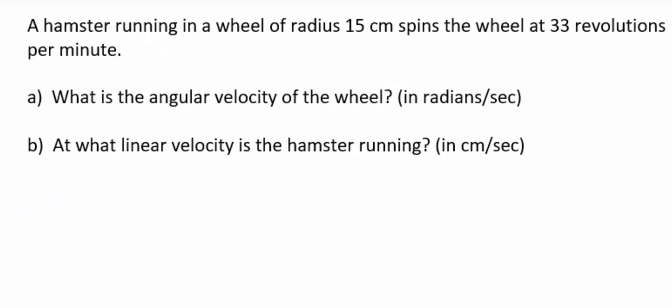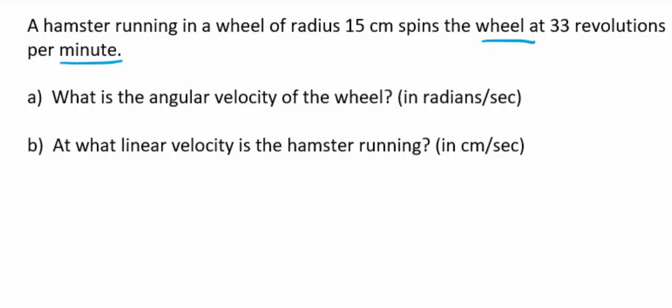In this problem, we have a hamster running in a wheel whose radius is 15 centimeters. The hamster is running so fast that he has the wheel turning at 33 revolutions per minute. Remember, a revolution is just one time around the circle. The first question is, what is the angular velocity of the wheel?